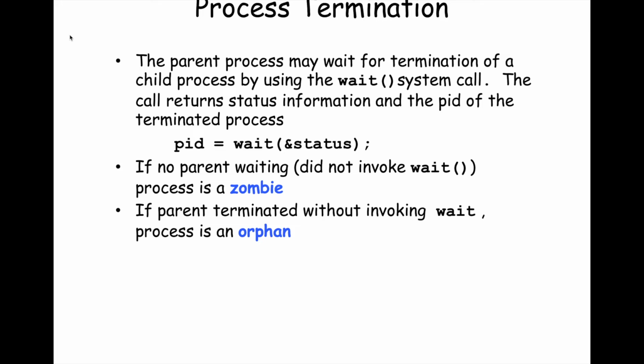And then you have something called an orphan process. I didn't come up with these names. These are the names that people have developed over the years. But if the parent process exits without waiting for the child, that child is left without the parent, so they call it an orphan process. Okay. Any questions about this?